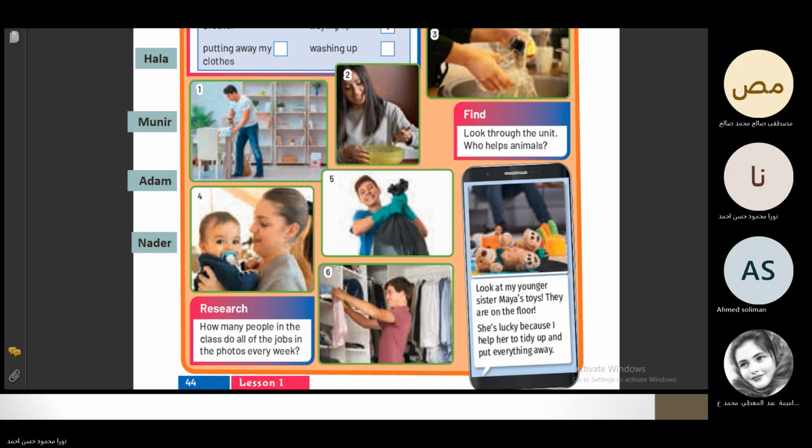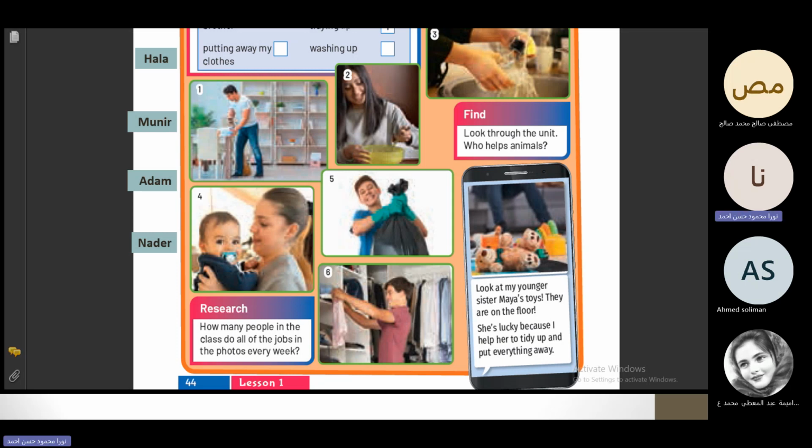Munir. My name is Munir. During the week, my sister and I take turns to wash up after meals. I wash up after dinner on Mondays and Wednesdays, and she washes up after dinner on Tuesdays and Thursdays. Sometimes I help my grandmother to do the cooking. I love making kushari.